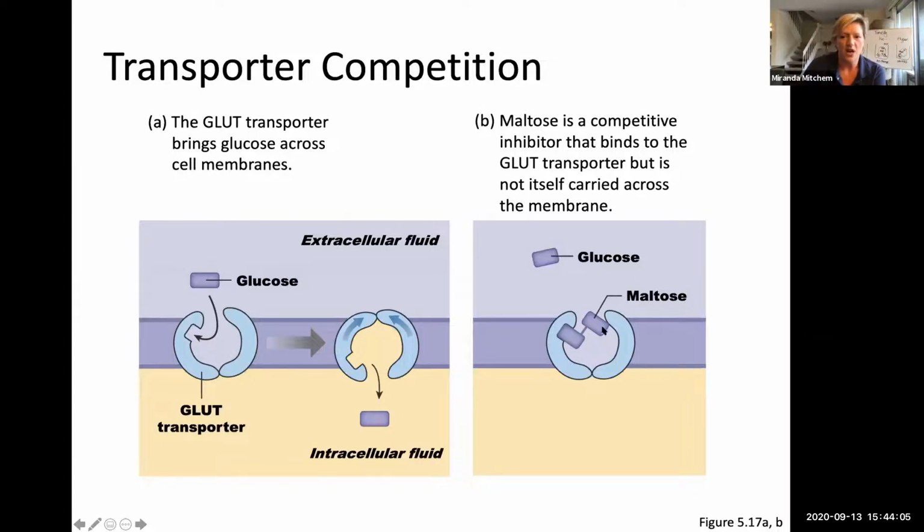And if maltose binds, look what it does. It completely blocks glucose from binding. So we do see examples of competition where similar molecules can bind the same transporter, and whichever one gets there first, which is usually whichever one is in a higher concentration, is going to facilitate that. So it's only when glucose is present does it actually transport, but maltose is inhibiting it. So maltose is considered a competitive inhibitor. It's competing for the binding site.